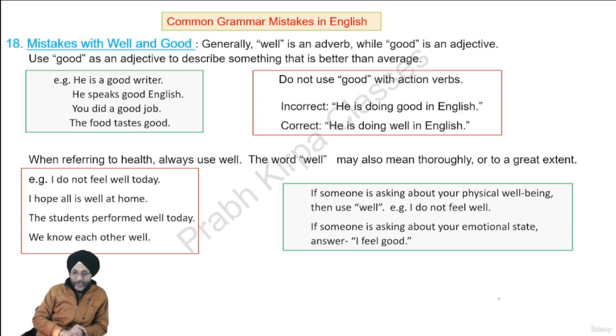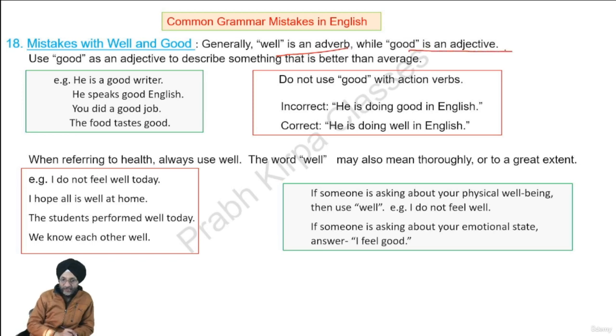Next, sometimes we get confused whether we should use the word well or good in a sentence. Generally, well is an adverb, good is an adjective. Good as an adjective is used to describe something that is better than average. He is a good writer, that is above average. He is better than an average writer. He speaks good English. You did a good job. The food tastes good.